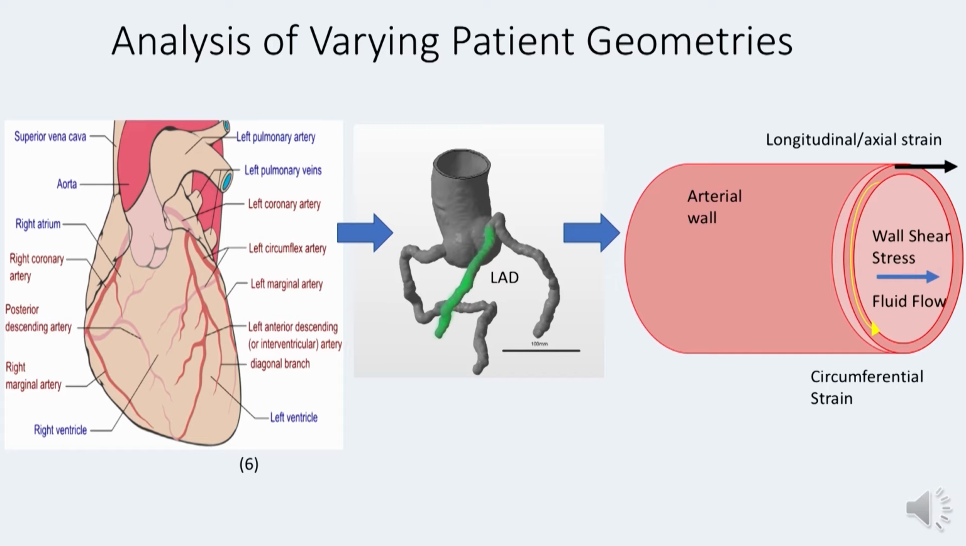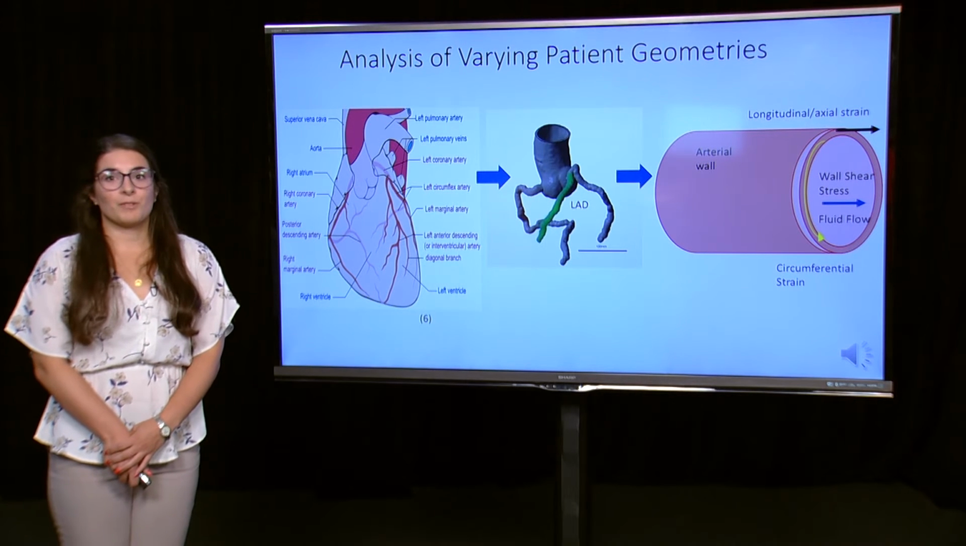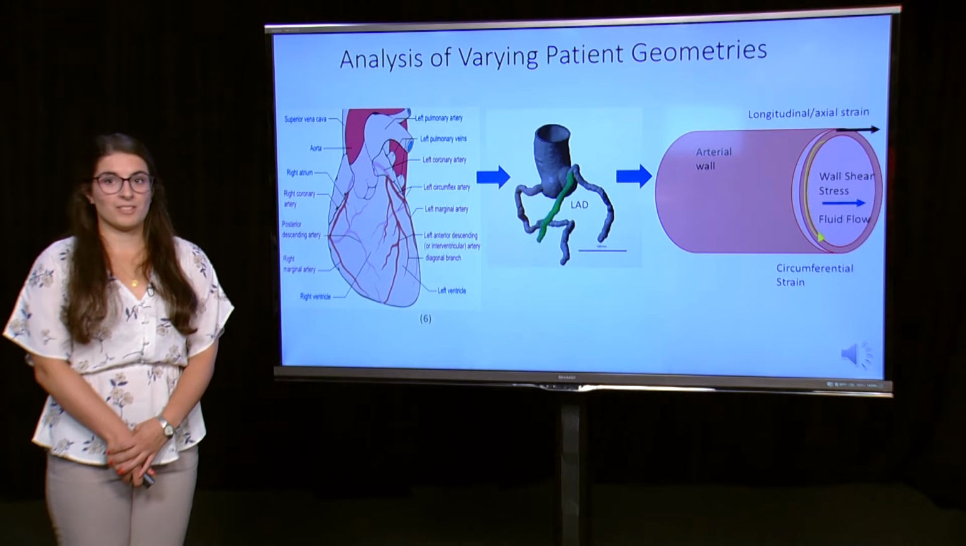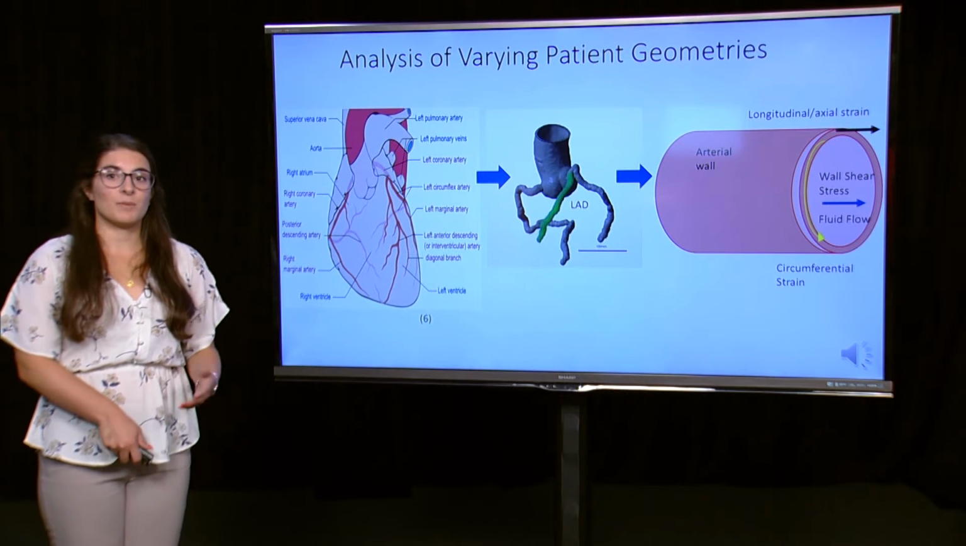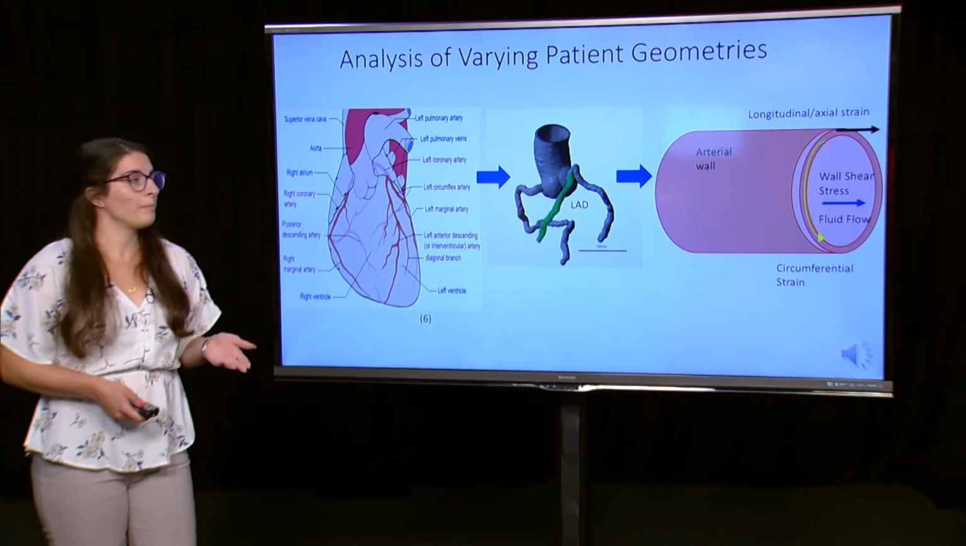Our model will incorporate the blood flow and arterial wall to look at the fluid flow and the biomechanics. This would include the fluid velocity, wall shear stress, and wall strains. And by analyzing our models in this way, we can understand if there's a specific hemodynamic pattern that would be particular to the plaque type.